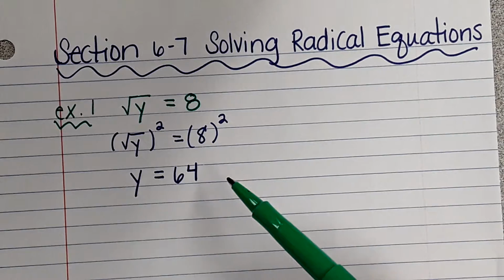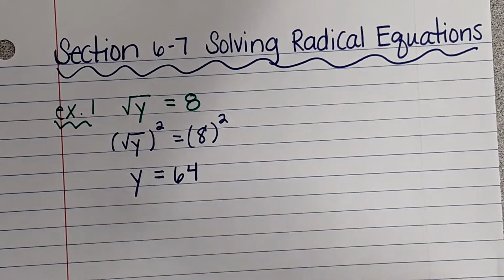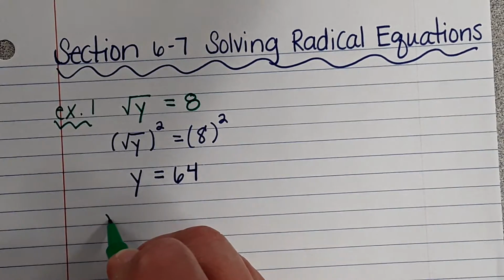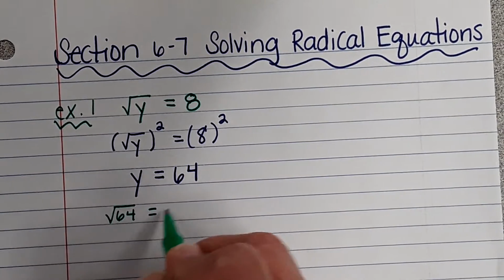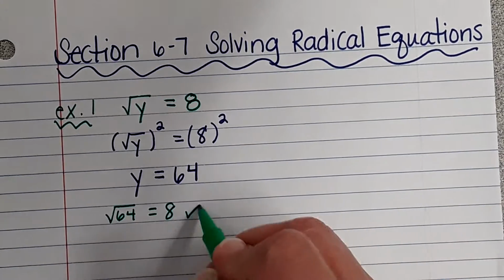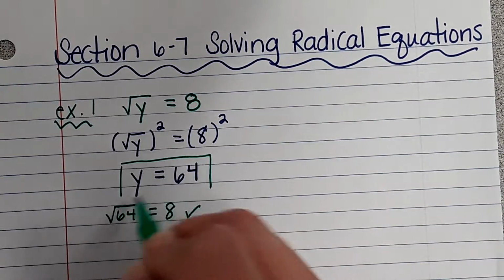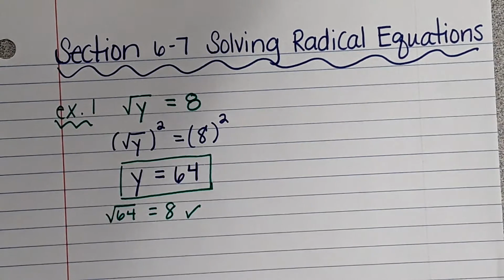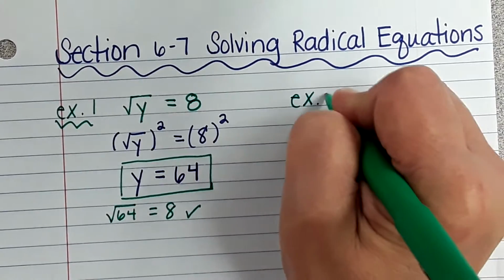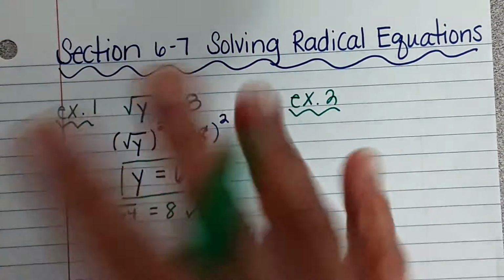Now, the next thing I need you guys to do is always go back and check your answer. So if y is 64, is the square root of 64 8? Is that a true statement? Then this is our answer. It is important that you always go back and check your work, because sometimes we will get what we call extraneous solutions, and what that means is they do not work and it's not an answer. Just because you get an answer for a variable doesn't mean that it's going to work. Okay, so that's in radical form. That's a basic radical equation.